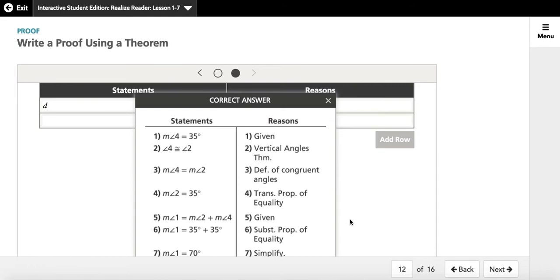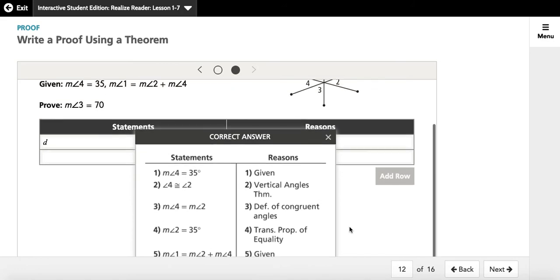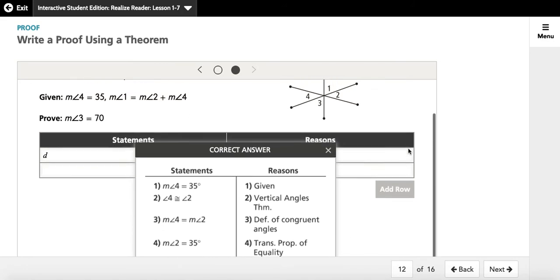Oh, I thought it was going to be the addition property, but they did the simplify. I guess that's technically simplifying. The addition property would be if I added to the same side of the equal sign. Here, it's just simplifying. All right, now we got the measure of angle 1 is 70. What did we have to prove? That the measure of angle 3 is 70.